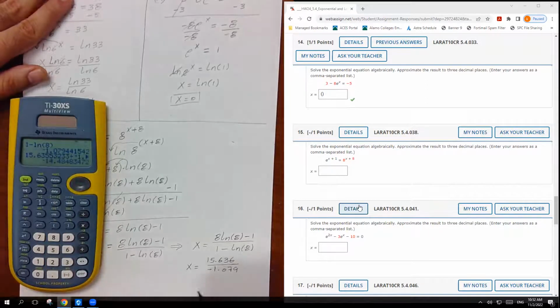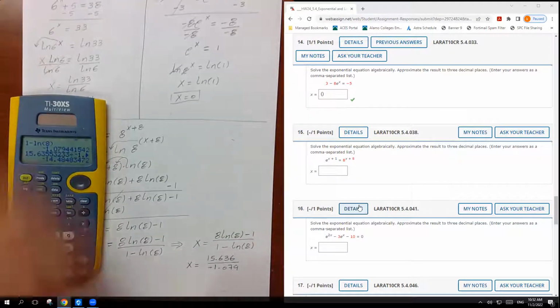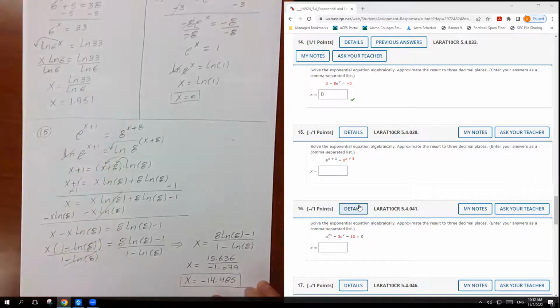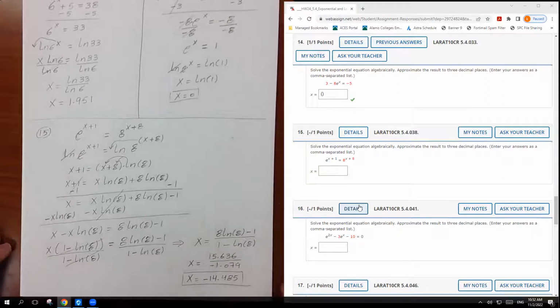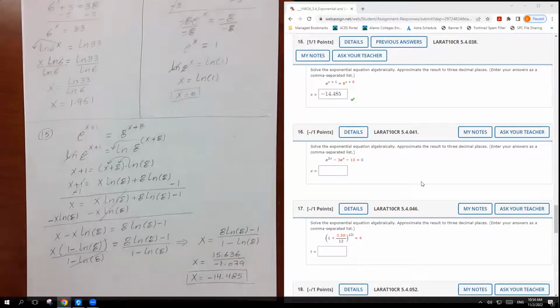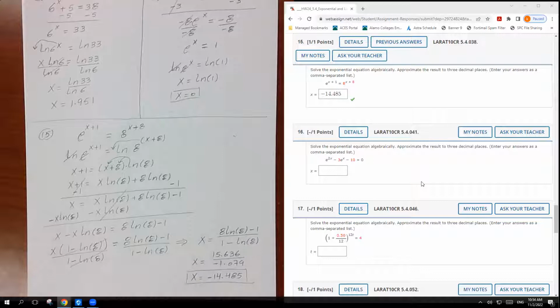The result is going to be x equal negative 14.485. This is the value of x. That's it for this example. We got it right. Let's move to example 16.